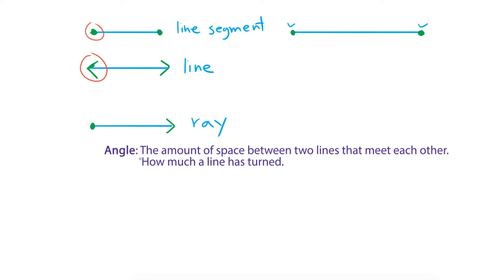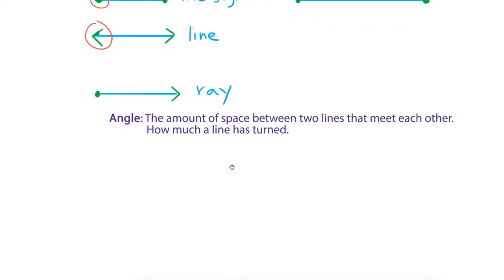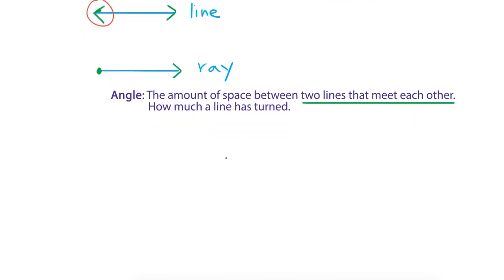So an angle is the amount of space between two lines that meet each other, how much a line has turned. A really important part of this definition is the amount of space between two lines that meet each other. So let's say I have a line here. Here's one line. And I have another line. I'll put another line on top of it. So I have two lines here.